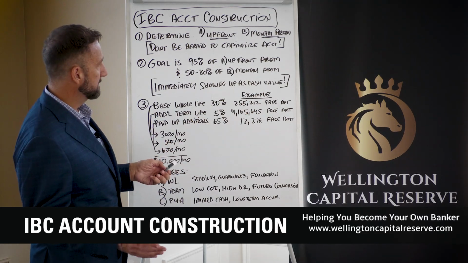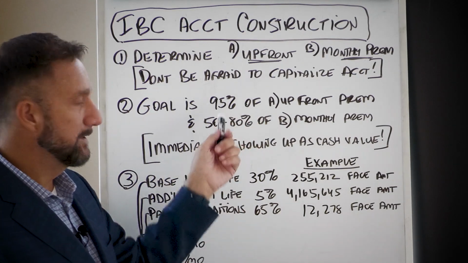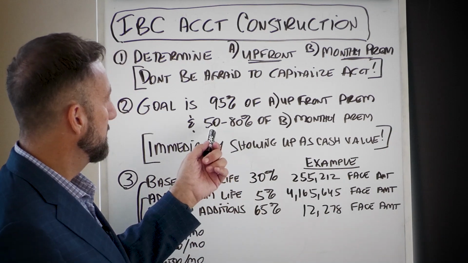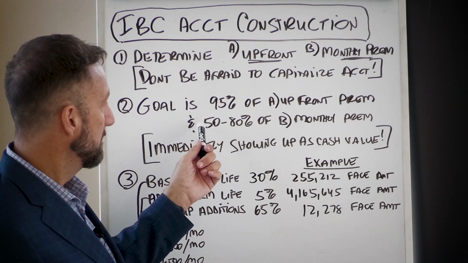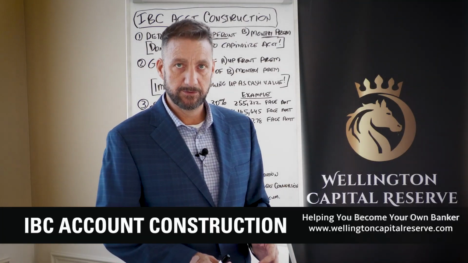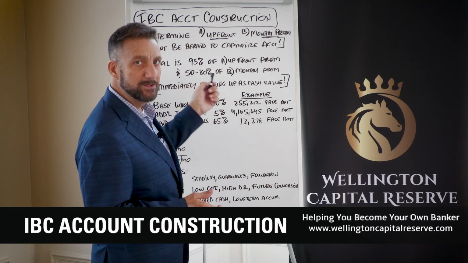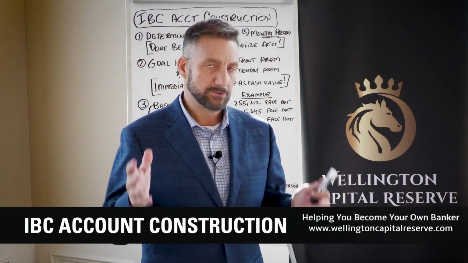So a real quick example, if you put in $10,000 up front, then we would want $9,500 of that to be available immediately for your use. If you put in $10,000 a month going forward after that, we would want $5,000 to $8,000 of that to be available immediately for your use. Now you say, well, Scott, what about the 50 to 20% that I'm not getting, right? That's not going directly into my cash? Well, it's a great question.